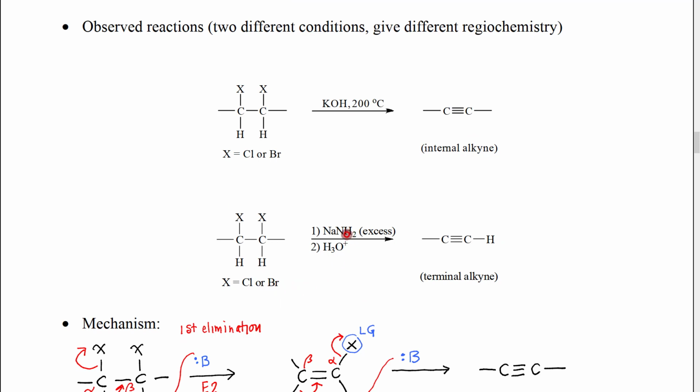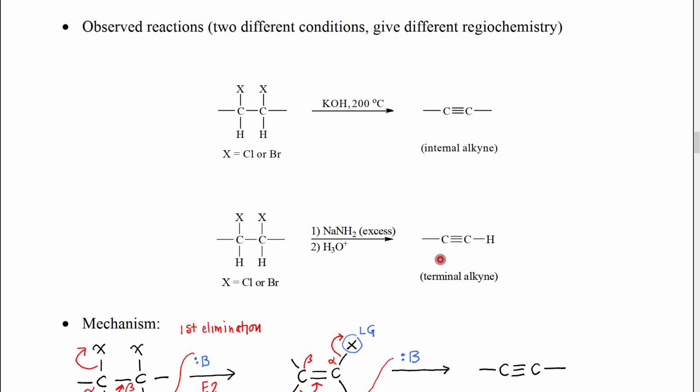Another set of conditions uses a much stronger base, the sodium amide that we talked about earlier. We're going to use that in excess. In other words, in theory, it should take 2 equivalents of base to accomplish this reaction, since we need to remove one and then a second hydrogen. We're going to put in more than 2 equivalents. After the first step is over, we're going to put in aqueous acid, which we symbolize with hydronium ion, in order to stop the reaction and destroy all of the strong base.